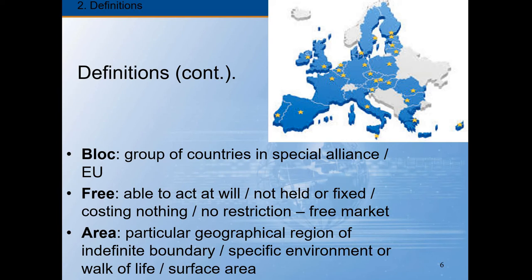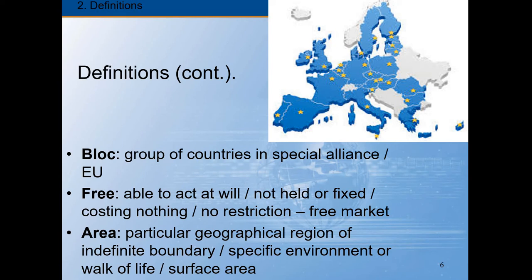A trade bloc is a group of countries in a special alliance, for example, the European Economic Community or the European Union. Basically, if you travel to the EU, you need one visa and you can travel to any of these countries, and they have very few borders between them. So you can travel across the border between two countries and not even realize it.